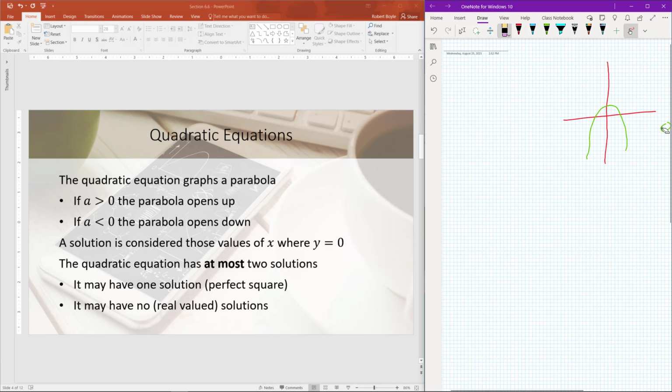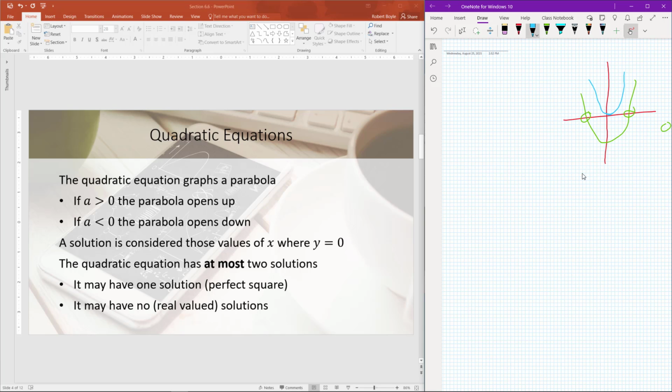Now, another thing about the quadratic equation is that it can have at most two solutions. For example, if your graph looks like this, then we have at most two solutions, and we call a solution that part of the graph, that value of x where y is equal to 0. So this right here would be a solution, and this right here would also be a solution. It's also possible for a quadratic equation to have exactly one solution, kind of like that, where it just barely touches the x-axis and then goes all the way up, or possibly all the way down. And this is actually what we would call a perfect square.